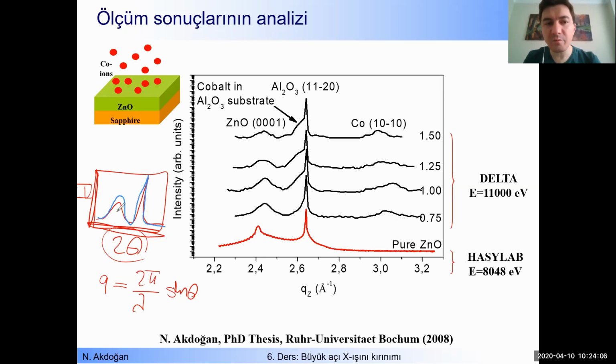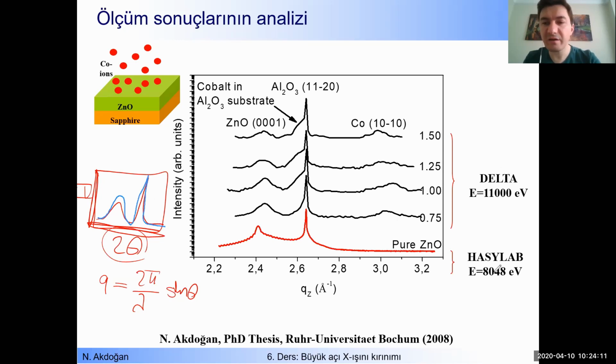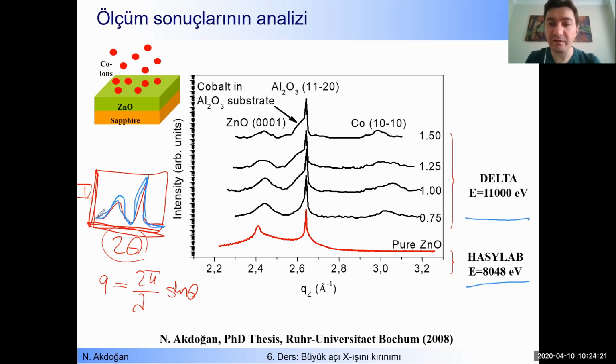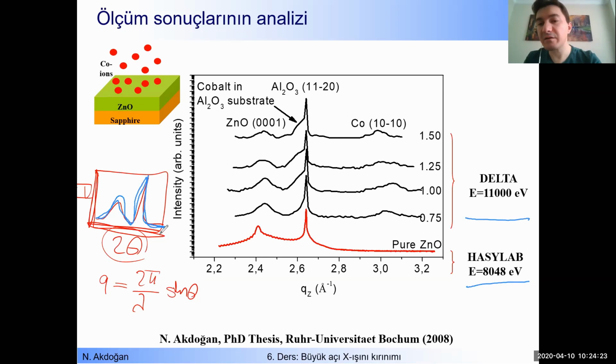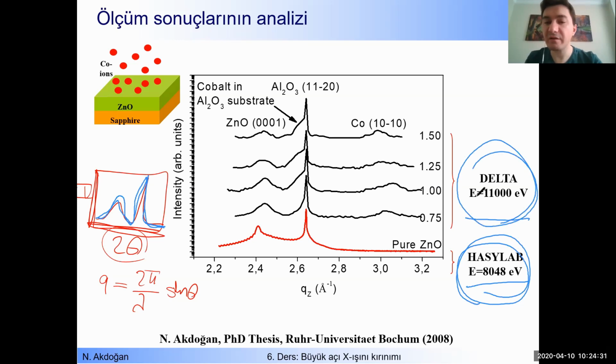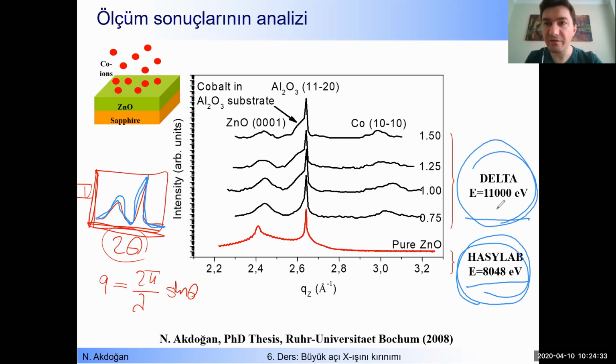So the blue one, let's say, was taken in Delta, and the red one was taken in Hazelab, okay? If they have the same energies, then you can show them together like this. But since the energies of the X-rays in different centers are different, they will not be like this. You cannot present them in a single graph.